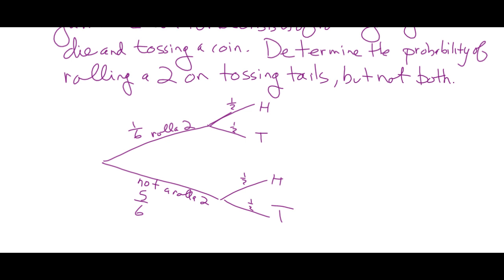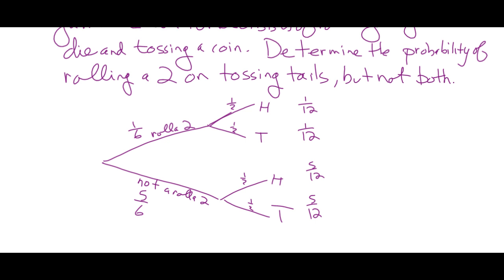So this is rolling a 2 and getting heads, right, will be 1/12. This is rolling a 2 and getting tails, 1/12. This is not rolling a 2 and getting heads, which is 5/12. And this is also 5/12. What do these guys have to add up to? They've got to add up to 12 out of 12, right? Because supposedly I've listed every possibility. Okay, and I'm doing it in terms of rolling a 2.